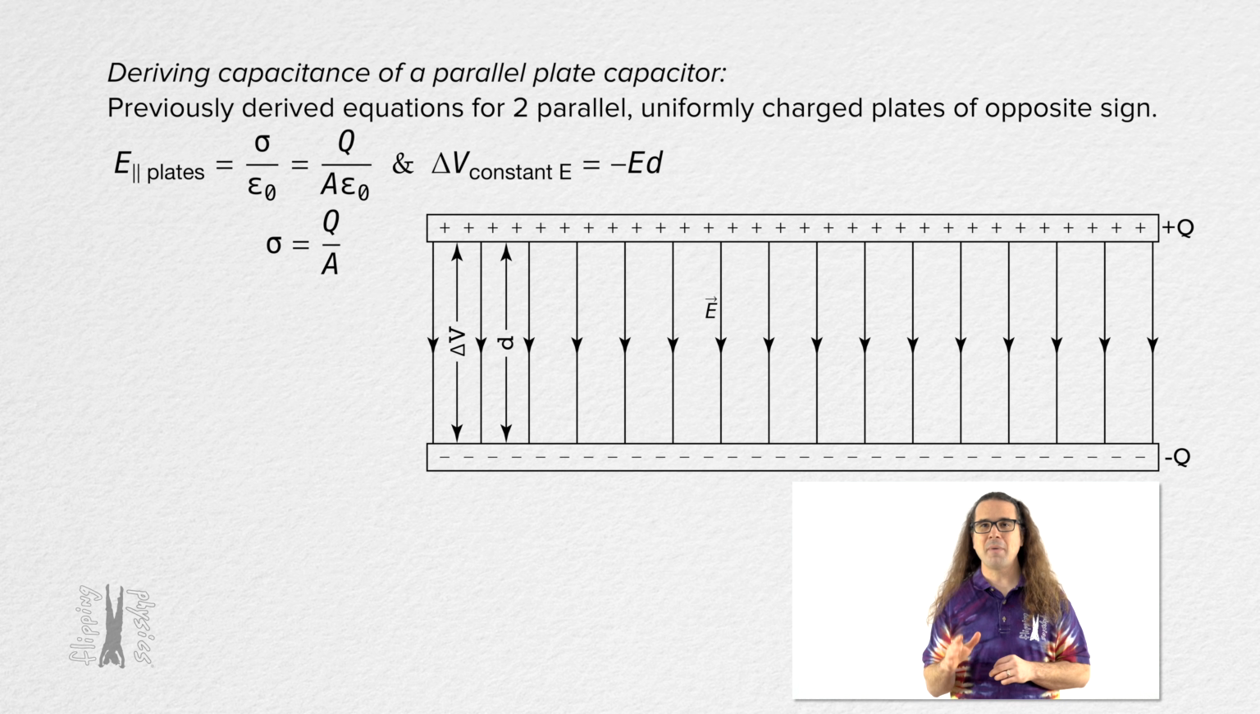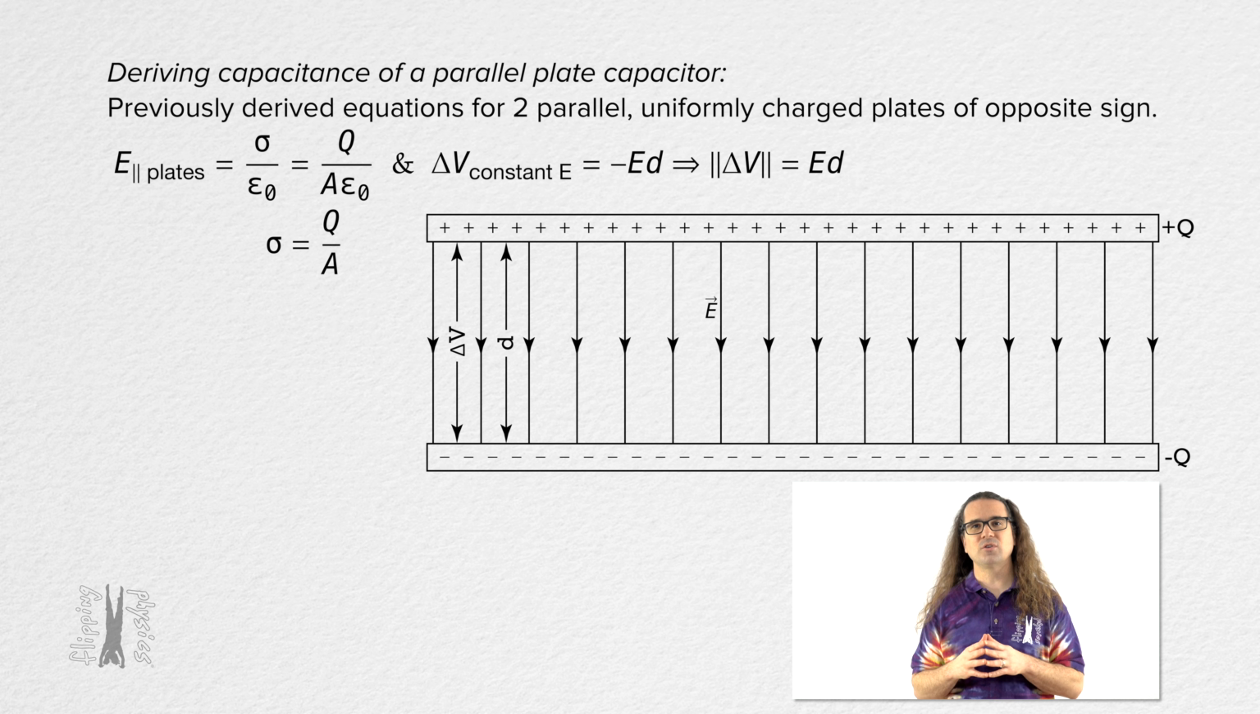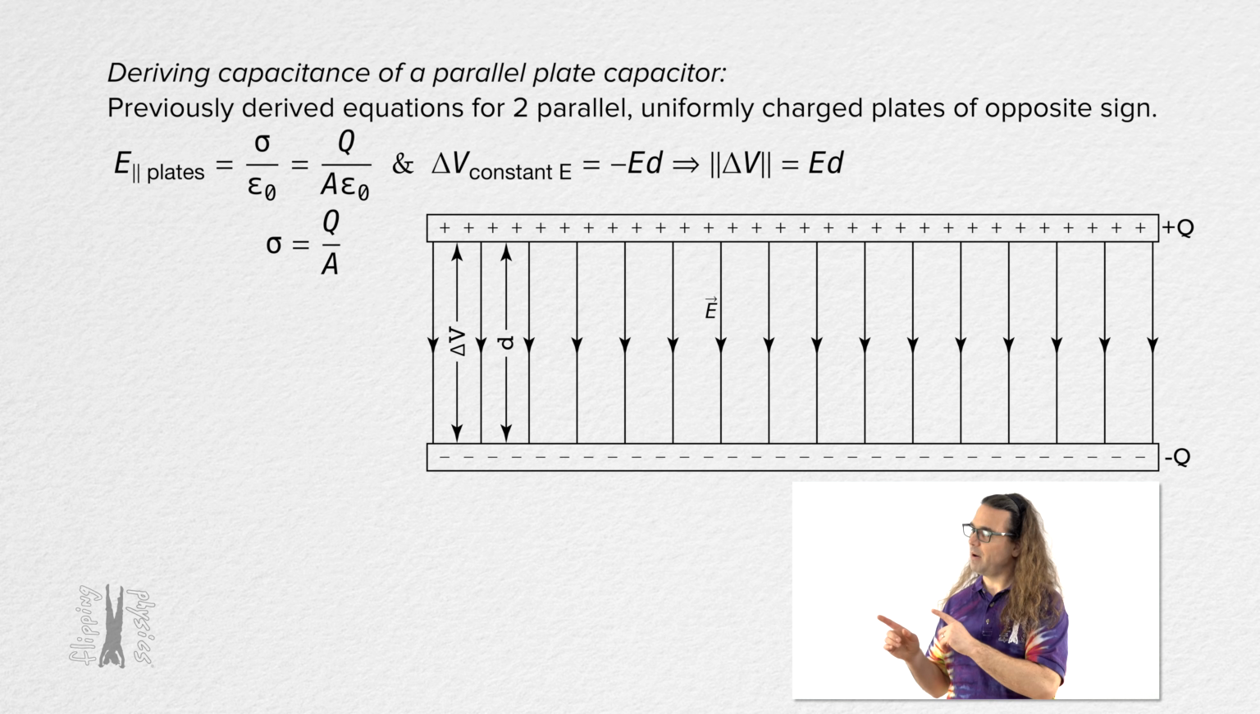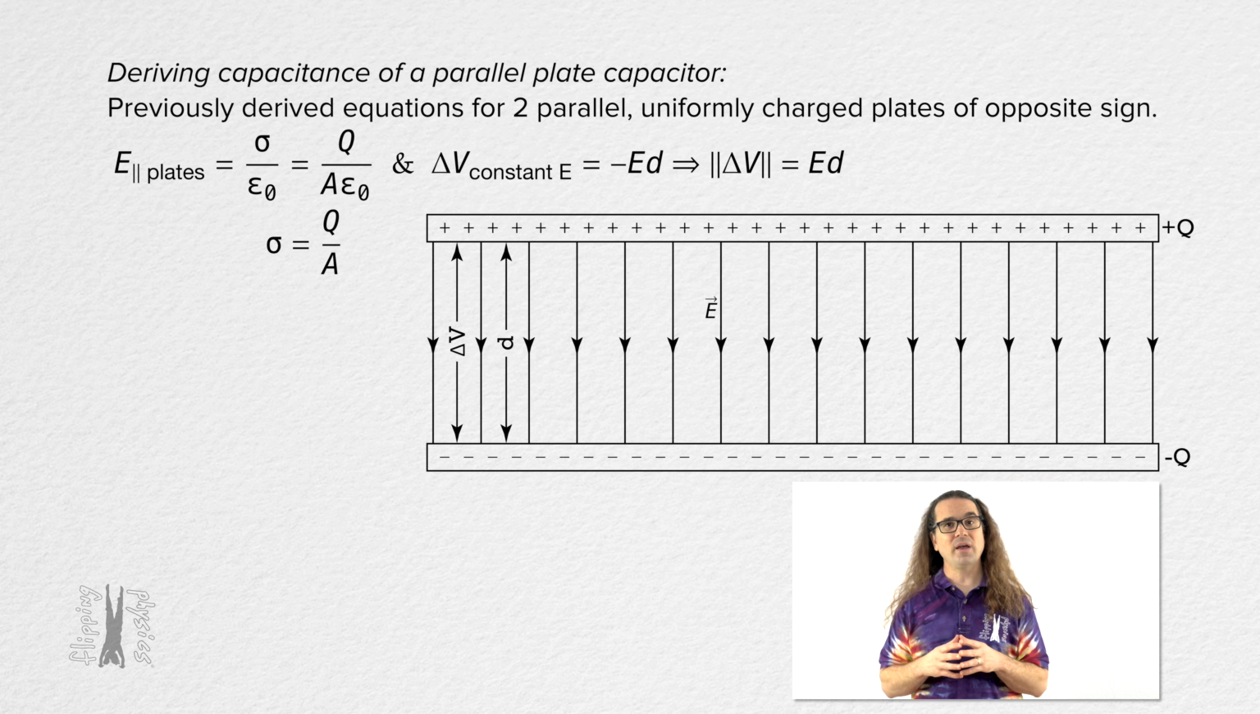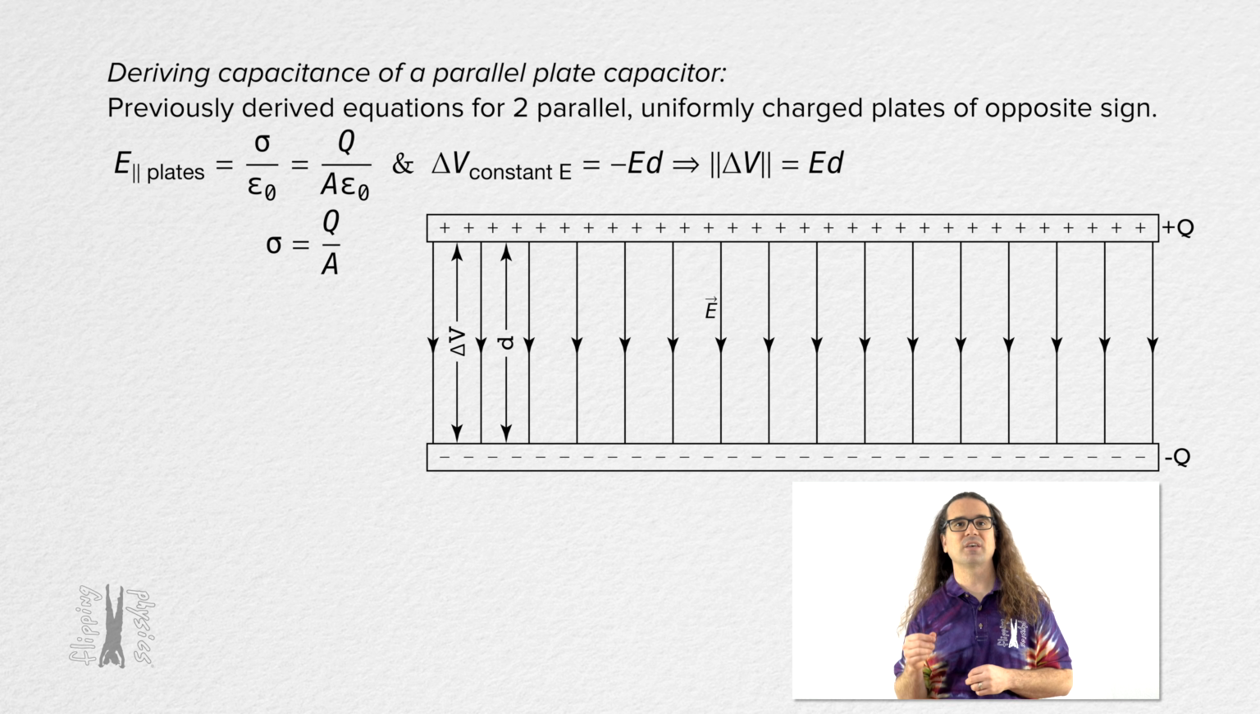In other words, the magnitude of the electric potential difference across the two plates of a parallel plate capacitor equals the electric field between the plates of the capacitor times the distance between the two plates. Bo, please use those equations to determine the equation for the capacitance of a parallel plate capacitor.